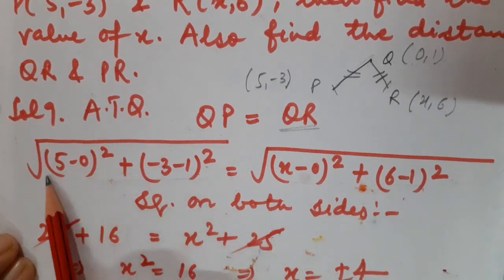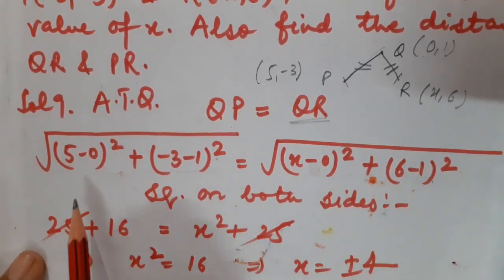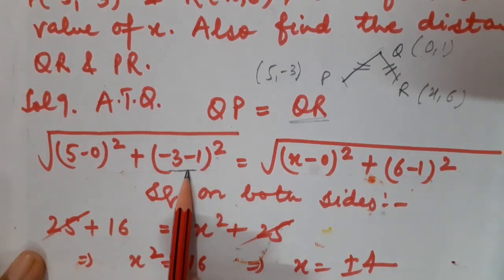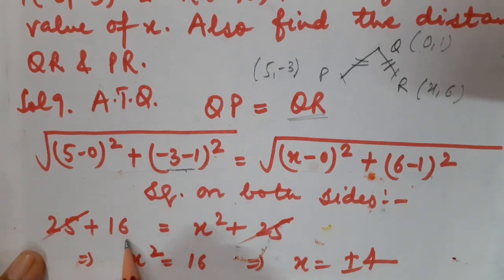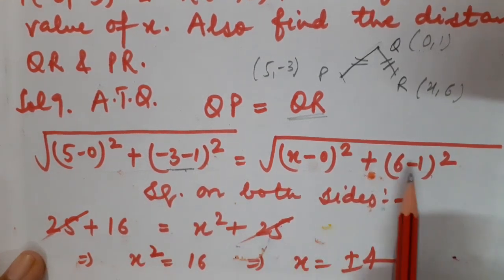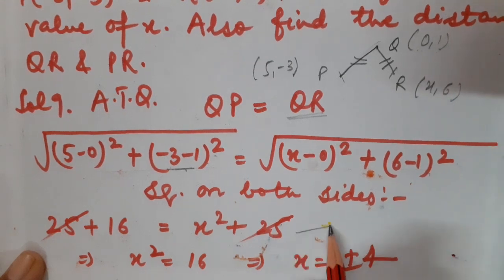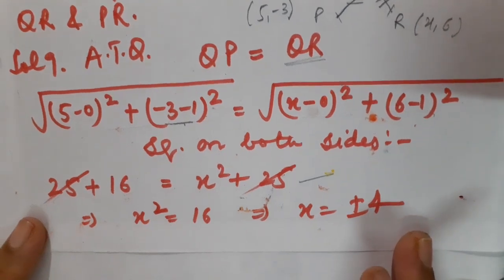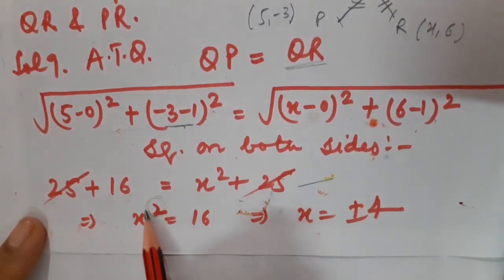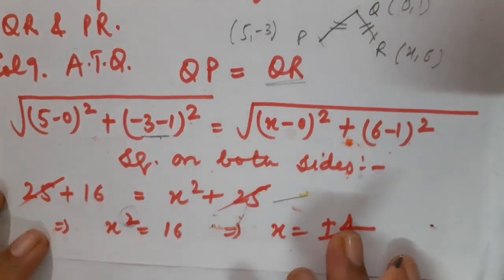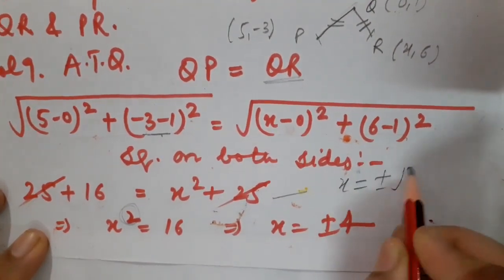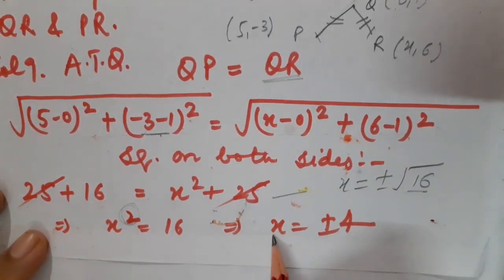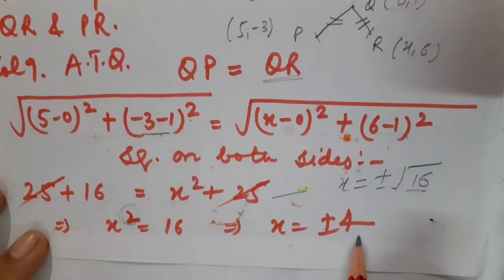Now squaring on both sides so that under root can be removed. So let us simplify. 5 square is equal to 25 plus, this is minus 3 minus 1 will give you minus 4. Its whole square is equal to 16 is equal to x square plus (6 minus 1) whole square, that is 5 square is equal to 25. 25 and 25 are going to be cancelled. So x square is equal to 16. When I am going to remove this whole square, so definitely it will be, children, x is equal to plus minus whole under root 16. Correct? And 16 is a perfect square. So what will be the value of x? X is equal to plus minus 4.